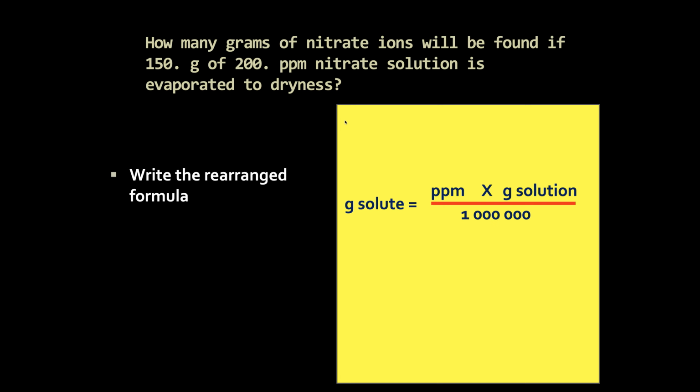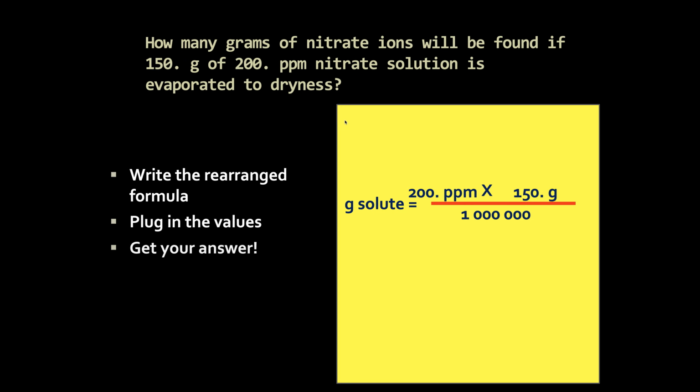So we take this rearranged formula and plug in the values. So parts per million, there's 200 parts per million. Grams of solution, there's 150 grams of solution. Then we're going to divide that by a million, and we're going to get the number of grams of nitrate solution. Not nitrate ions, that would be wrong. Nitrate compound.